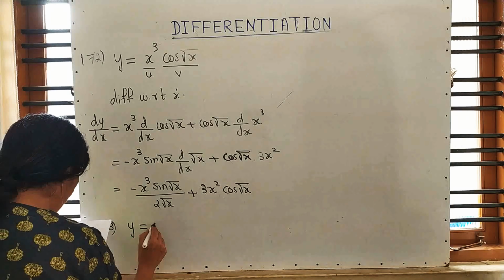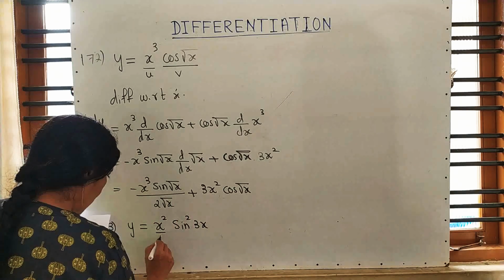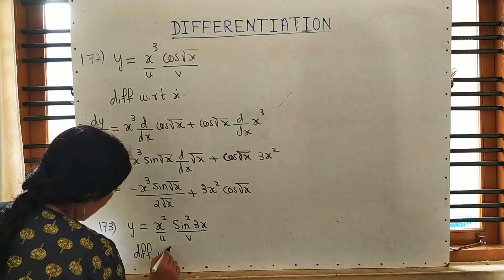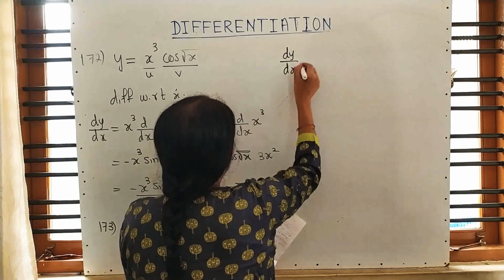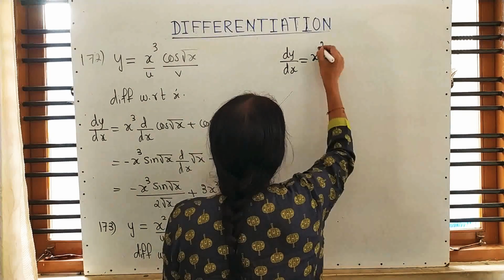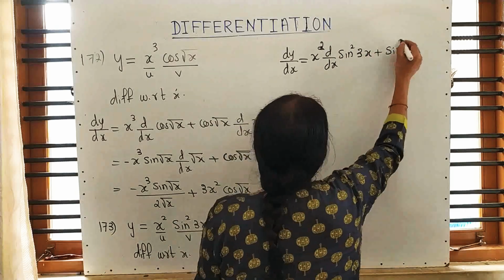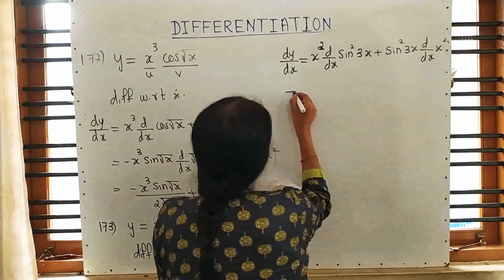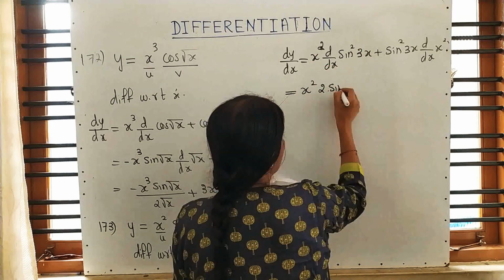Now question number 173. y is equal to x square sin square 3x. So again this is u and this is v. u into v, again in that chain rule. First basic thing. dy upon dx is equal to x square into differentiation of sin square 3x plus sin square 3x into differentiation of x square. So I kept x square as it is. Here we have the power. That means first we have to differentiate that power.